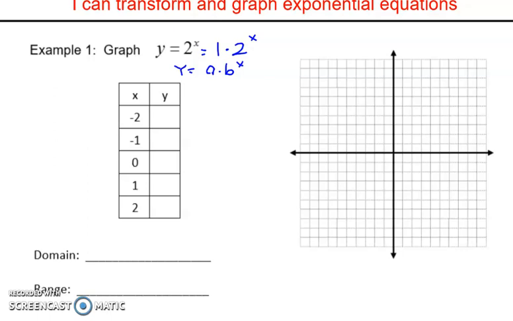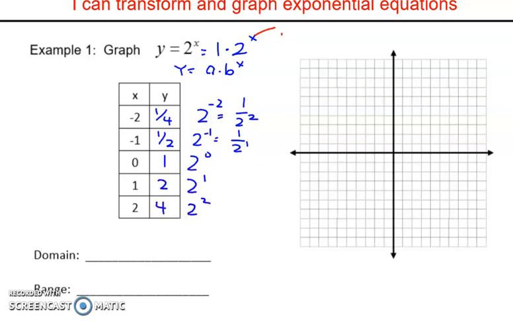If I were to take negative 2 and plug it in for x, I would get 2 to the negative second power. Well, that's a negative exponent, so that's 1 over 2 squared, which would be 1/4. If I were to take negative 1 and plug it into the function here for x, I would get 2 to the negative first power, which is 1 over 2 to the first because of a negative exponent. That's 1/2. 2 to the 0 would be 1. 2 to the first would be 2, and 2 to the second would be 4. Well, so we go ahead and graph that.